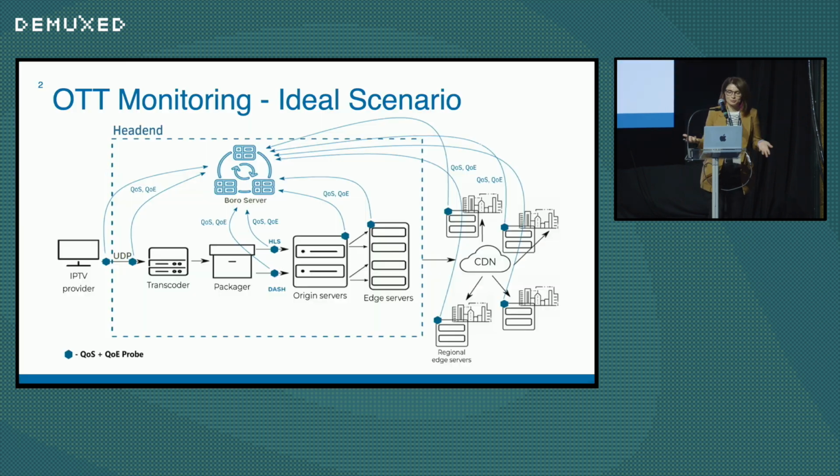Let's imagine that we live in a perfect world where we have an ideal scenario where we have access to everything, to the entire network. We can access every single probe and gather statistics from the entire network, starting from the CDN and down to the regional edge server.